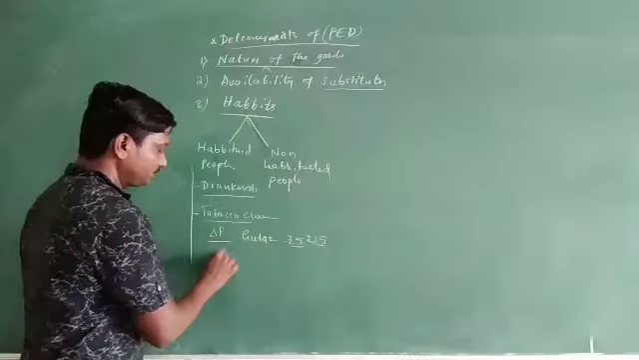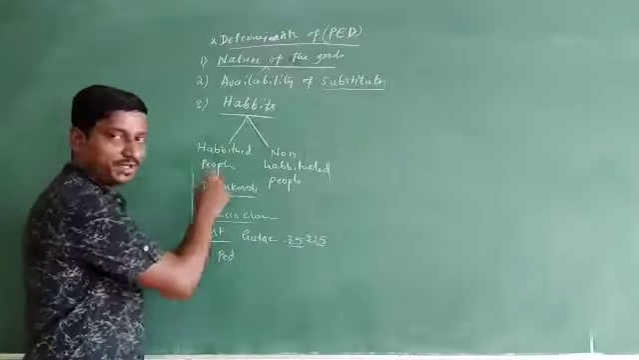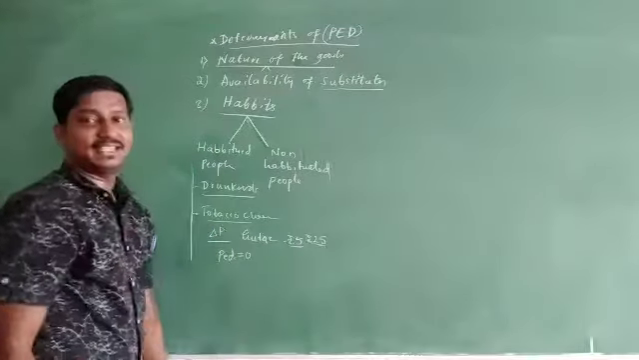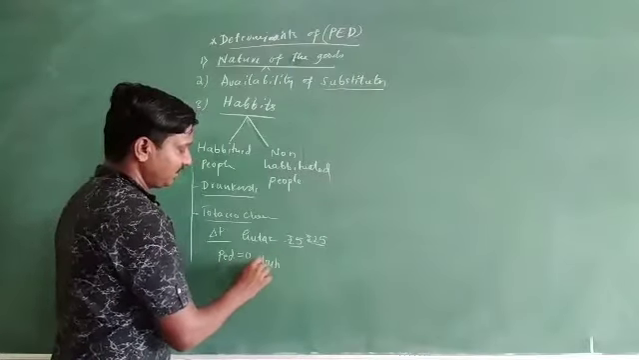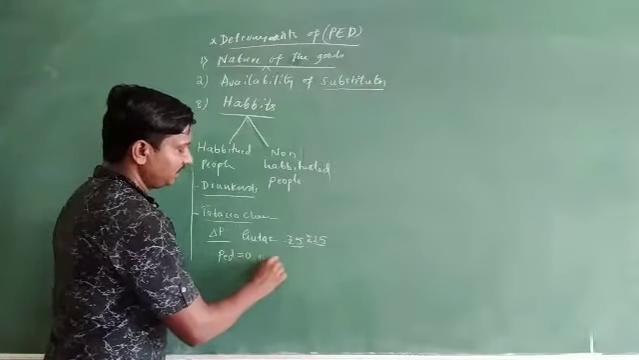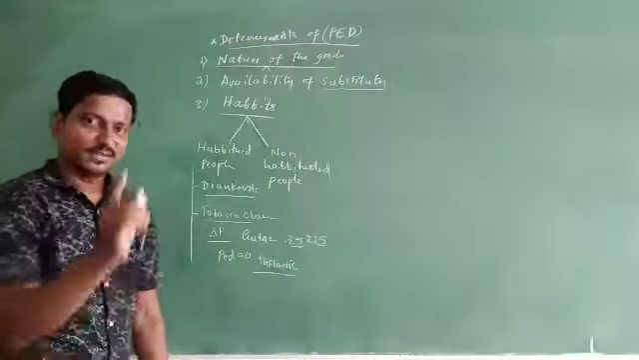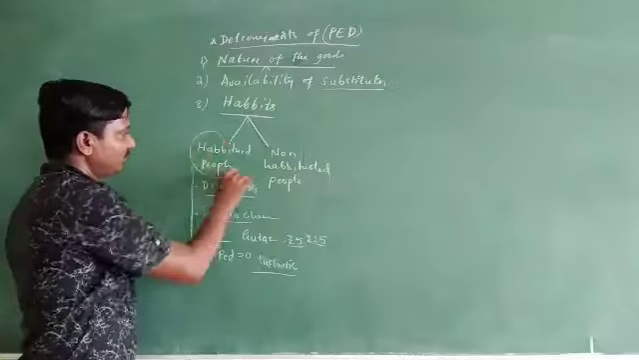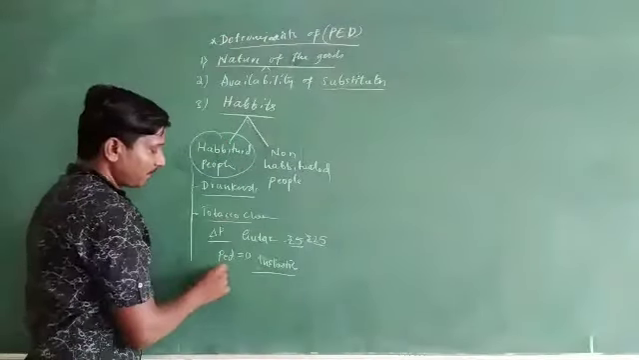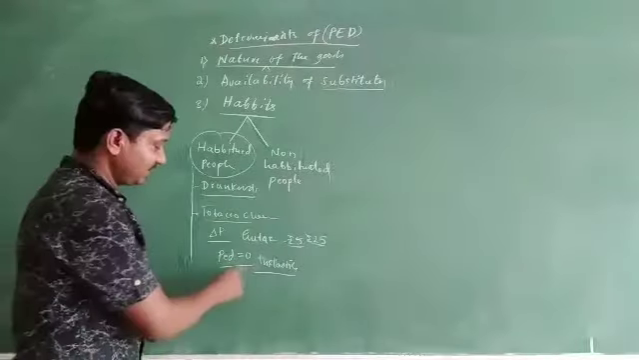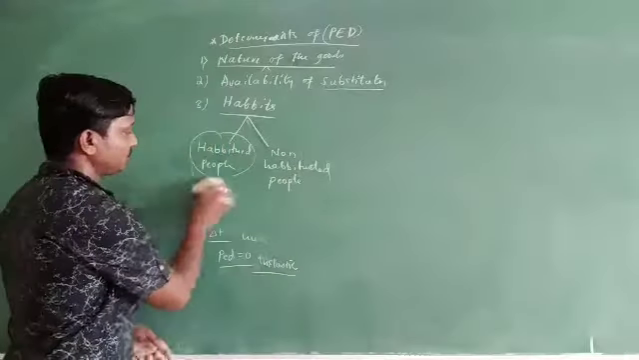So for that reason, price elasticity of demand for habituated goods or habituated people is going to be 0, which means these people are going to be inelastic for habituated goods. Therefore, the price elasticity of demand for habituated people or habituated goods will be equal to 0, that is, inelasticity of demand.